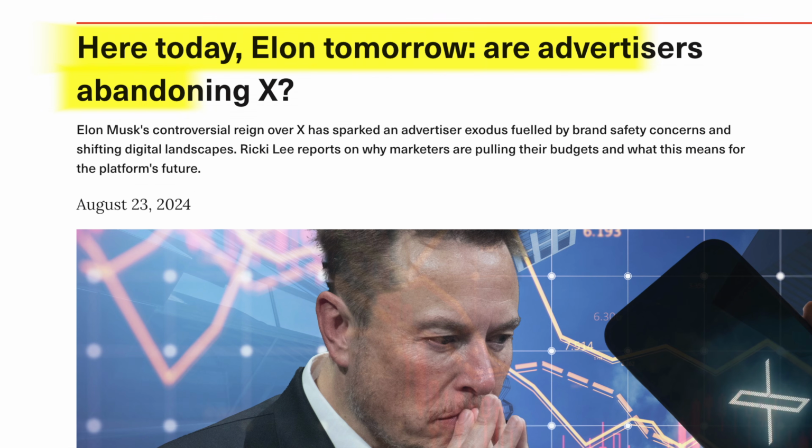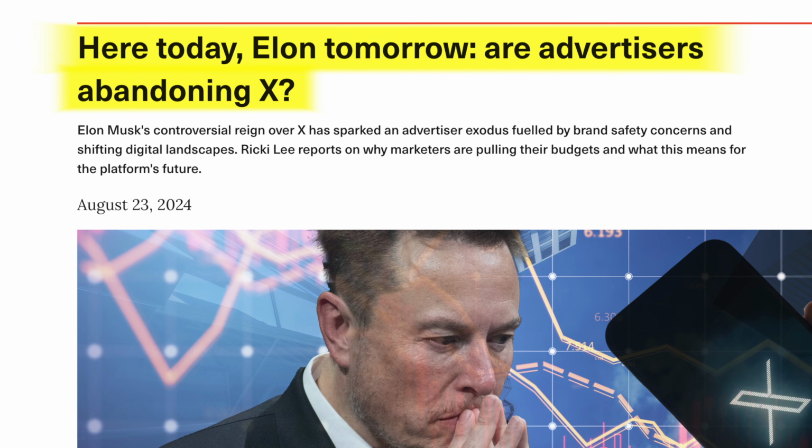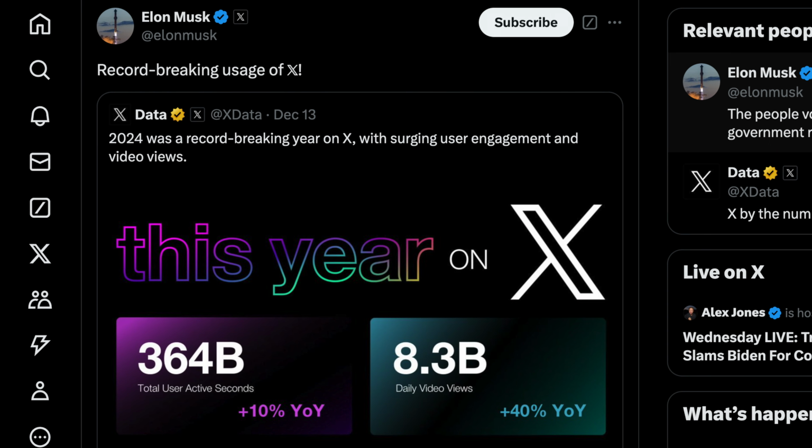Since Elon Musk took over the company, advertisers have boycotted X due to his free speech policies, yet the platform is performing better than ever. I mean, they do reach new all-time highs every single month. And now Elon is looking for new advertisers, and you might wonder, how do I know that?